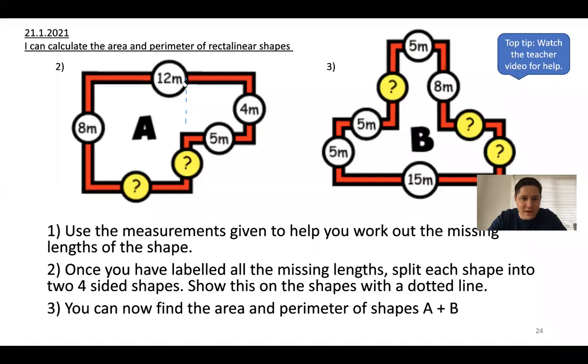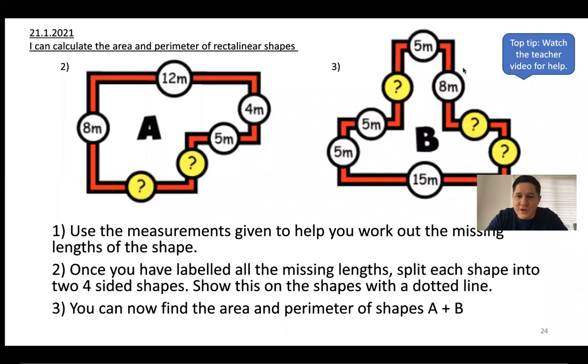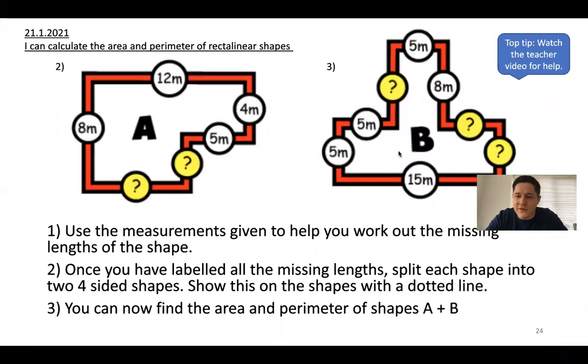I'm going to rub out that line. I'm not going to do B for you because I want you to have a go. But you can see that you have got a few options there. You could split it here. You could split it here and here and there. There's a few options. Have a go. What we'd like you to do is find the area and perimeter of shape A and shape B.